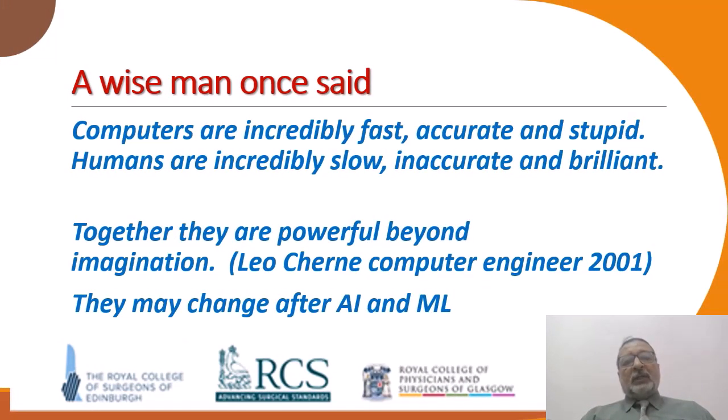A wise man once said, computers are incredibly fast, accurate, and stupid. Humans are incredibly slow, inaccurate, but brilliant. Together, they make a powerful combination beyond imagination. This was a computer engineer. He said that in 2001. His name is Léon Charnay from France. I think computers will not remain stupid over the next era due to artificial intelligence and machine learning. So this might change.